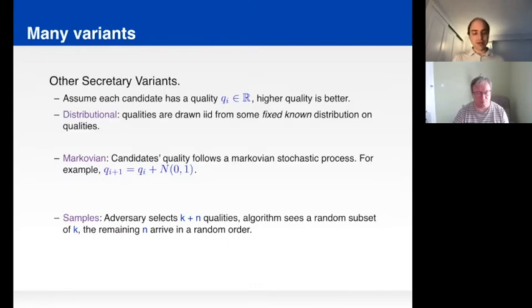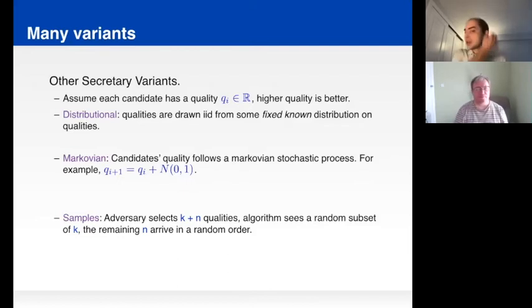All of them make an additional modeling choice, say each candidate comes with a quality. I'm going to call it Q, and higher quality is better. Now, this quality is unitless, so it's just something to give us a total order on things. And now I can have different secretary variants.